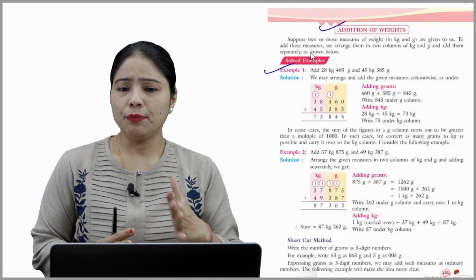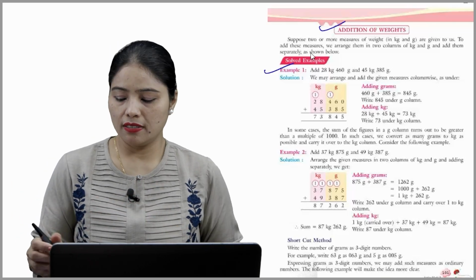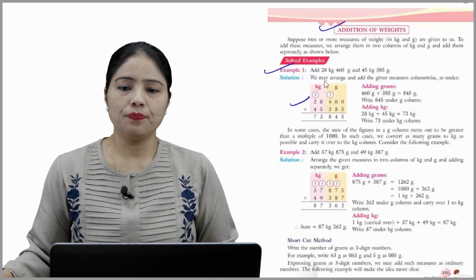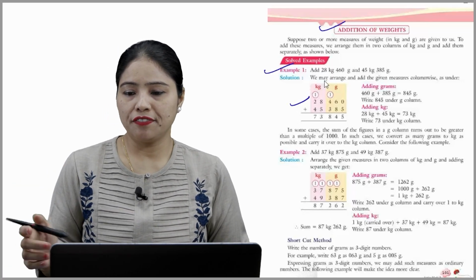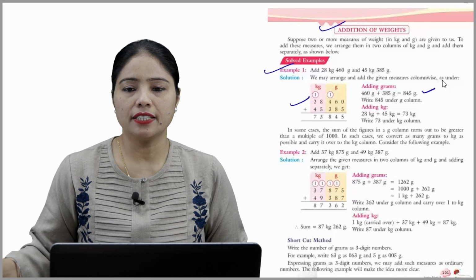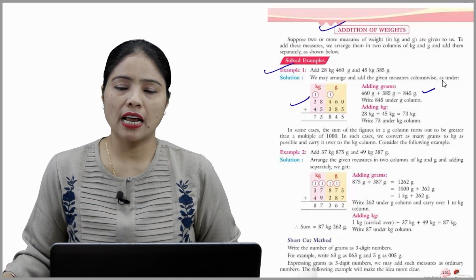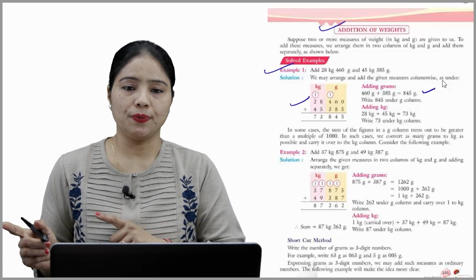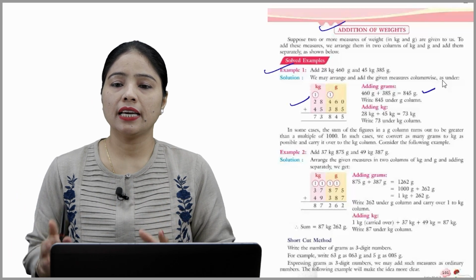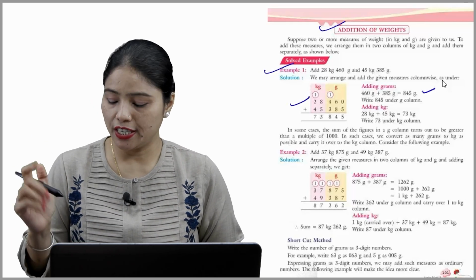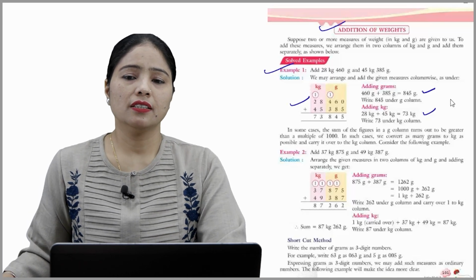Solutions. We may arrange and add the given measures column wise as under, like this, kg and gram. Now adding gram first, 460 and 385 कितने होते हैं हमारे? 845. So write 845 under gram column. Now add kg. 28 kg plus 45 kg हमारे कितने बनते हैं? Yes, 73 kg. So write 73 under kg column.